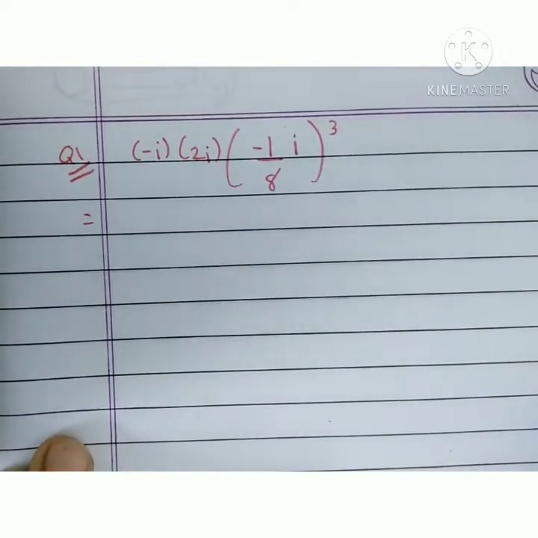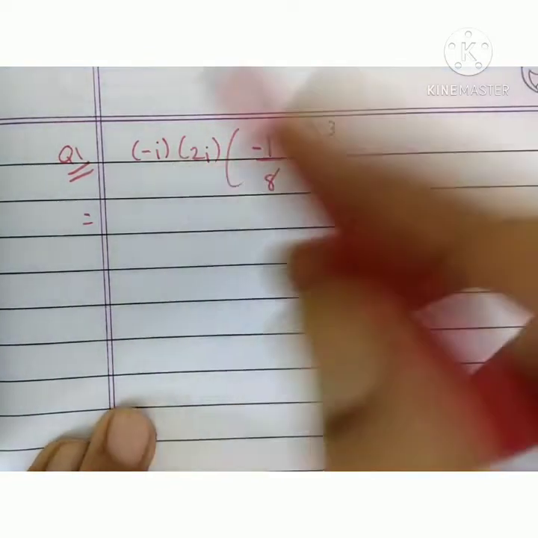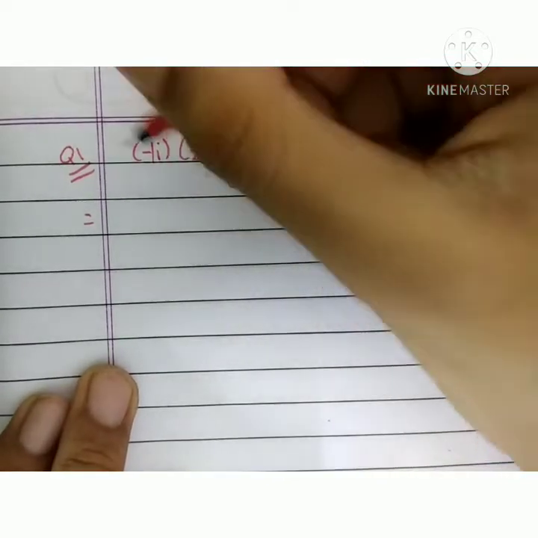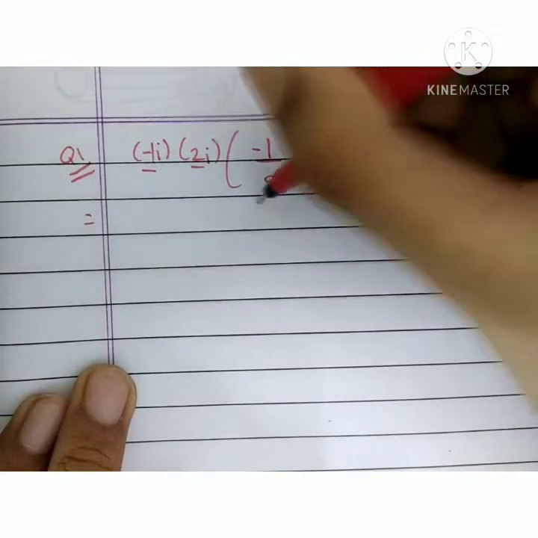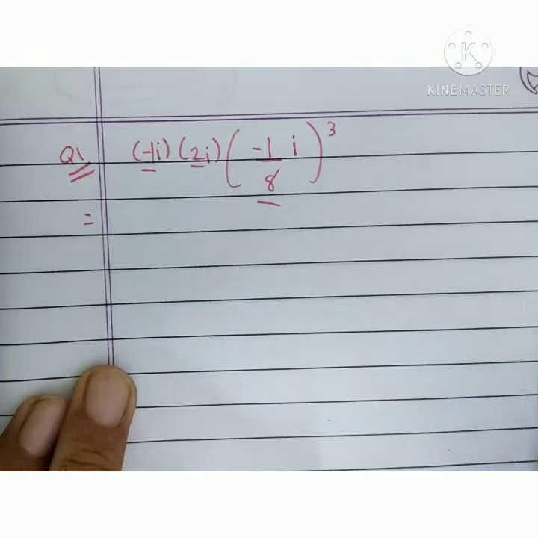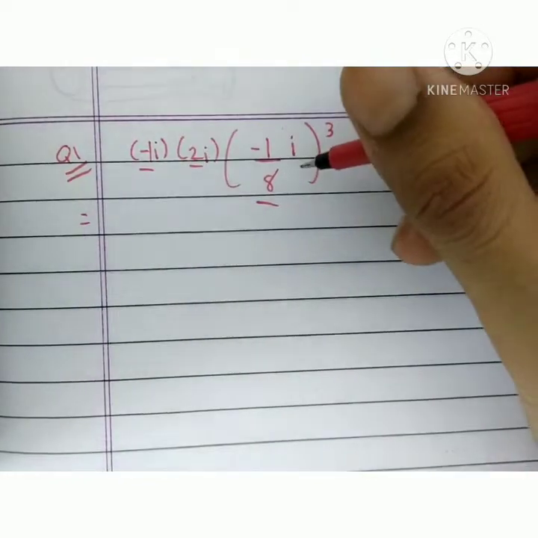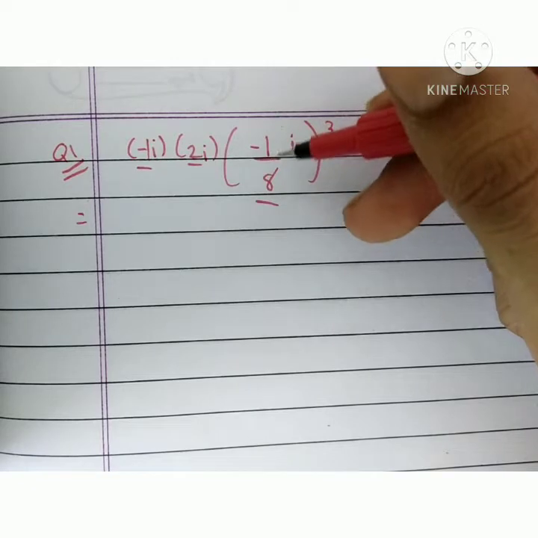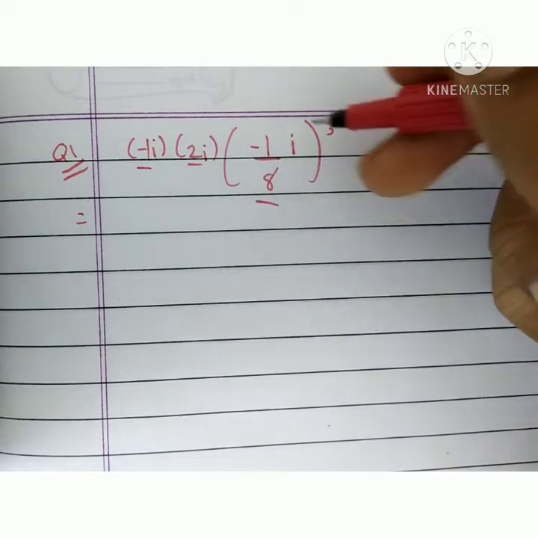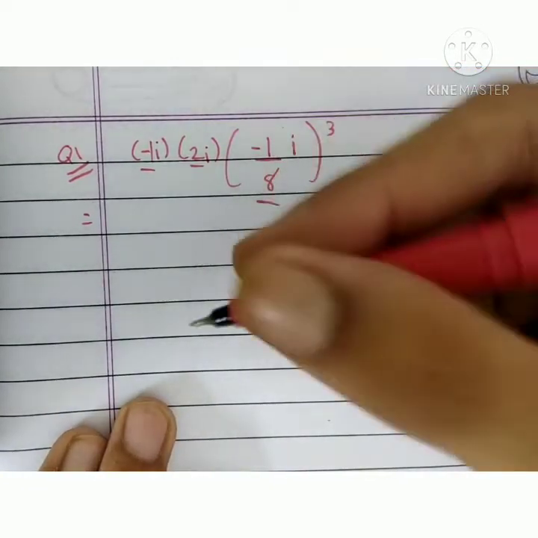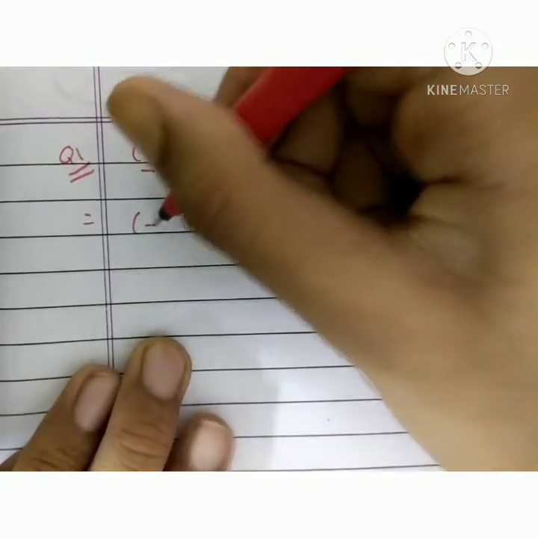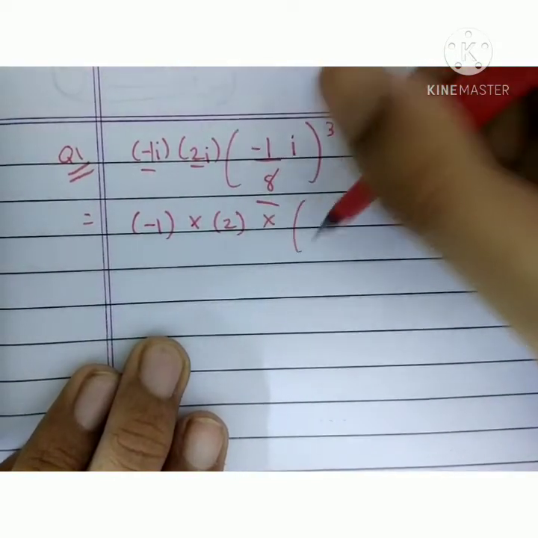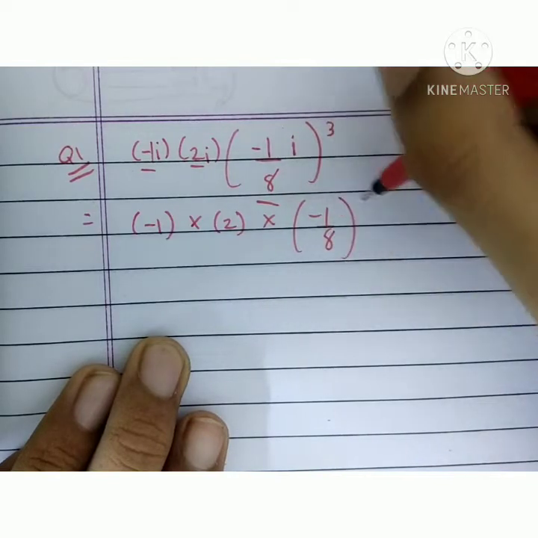Okay, let's see what I mean. We can say that minus i means minus 1i because there is no difference. So let's put minus 1, 2 and (minus 1 by 8) whole cube together, because (minus 1 by 8)i cube can also be written as (minus 1 by 8) cube multiplied by i cube. So first let's put all the numerical coefficients together: minus 1 multiplied by 2 multiplied by (minus 1 by 8) whole cube.